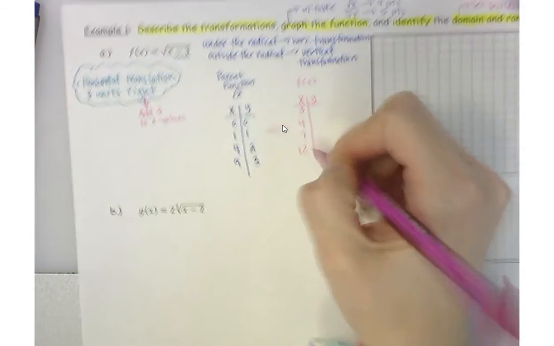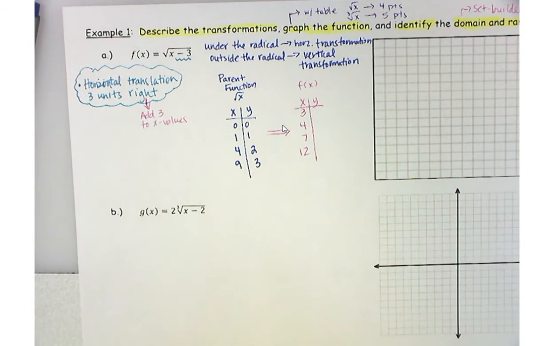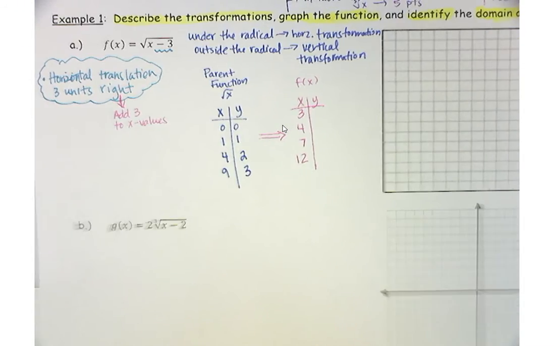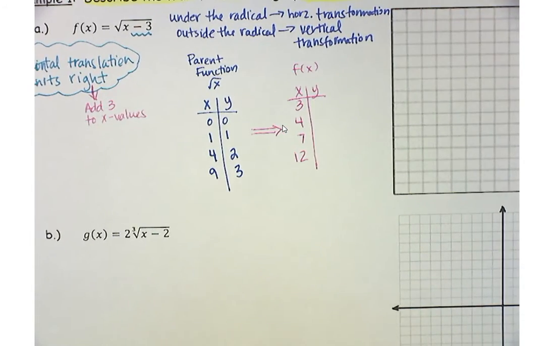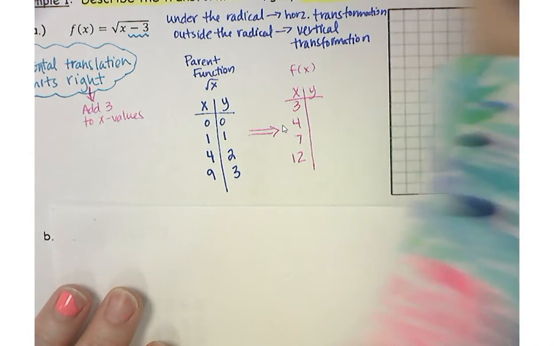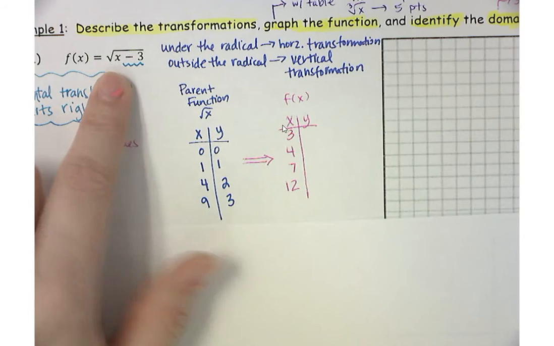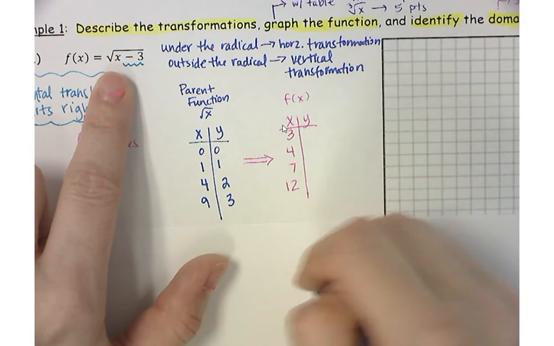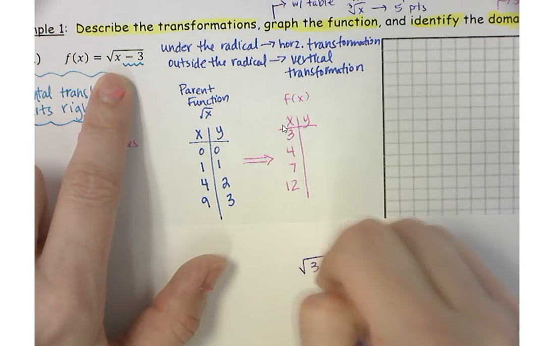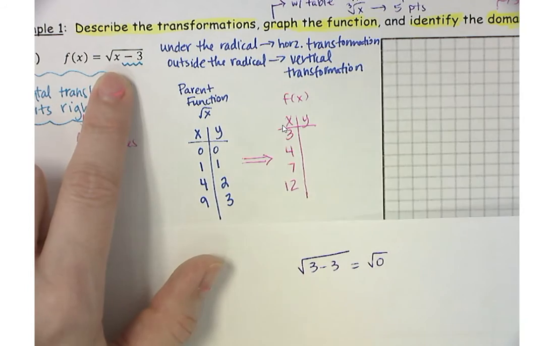0. If you plugged in 4, 4 minus 3 is 1. The square root of 1 is 1. 7 minus 3 is 4. Square root of 4 is 2. 12 minus 3 is 9. Square root of 9 is 3. So the y's remain the same because the only thing that we had was something that affects the x-axis. So now we can go ahead and graph that.